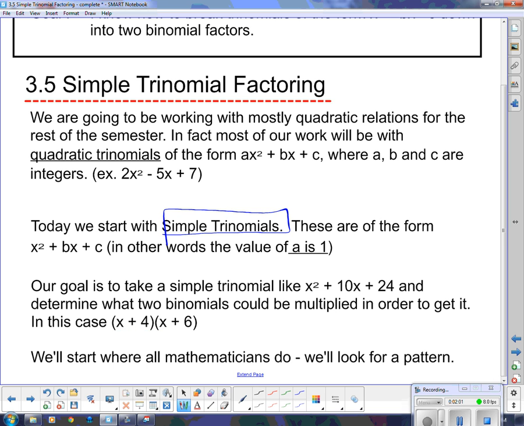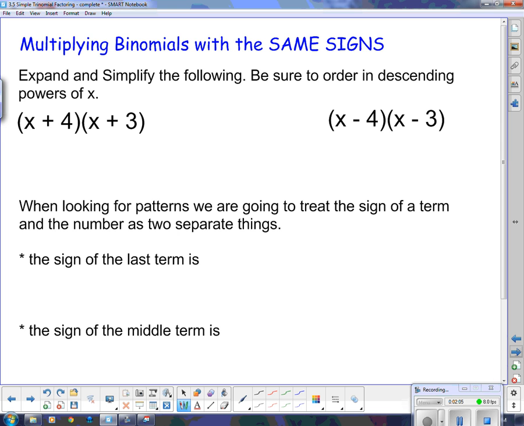So we're going to start where all mathematicians do, and we're going to look for a pattern. We're going to start by expanding these and seeing if we can find any kind of patterns. And I'm going to split it into multiplying binomials that have the same signs and multiplying binomials that have different signs. By same signs, I mean that this pair of binomials both have plus signs, and this pair of binomials here both have minus signs, so they have the same signs as each other.